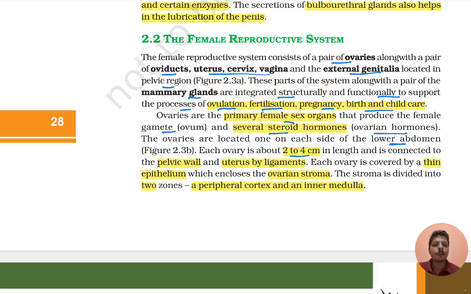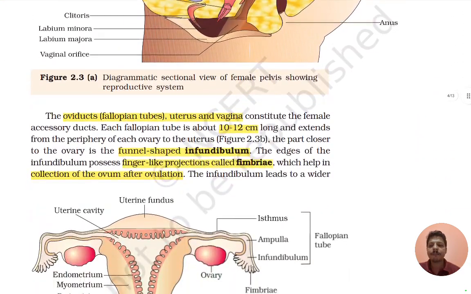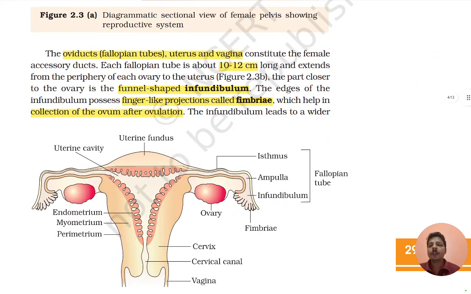Each ovary is about 2 to 4 cm in length, connected to the pelvic wall and uterus by ligaments. Each ovary is covered by a thin epithelium which encloses the ovarian stroma. The stroma is divided into two zones, the peripheral cortex and the inner medulla, which we have already seen in the diagram in that PDF. The oviduct or fallopian tube, uterus and vagina constitute the female accessory ducts.